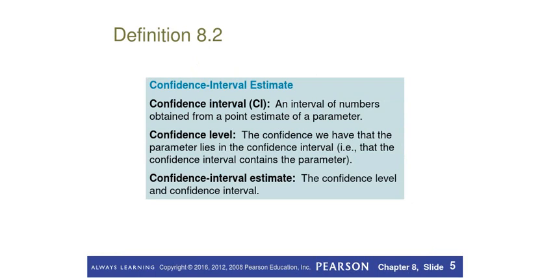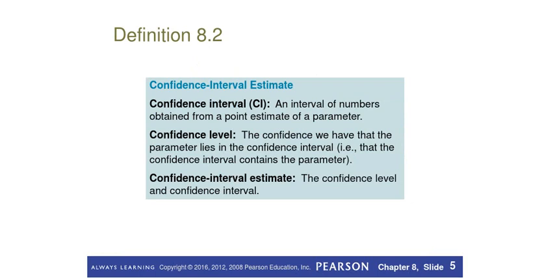So a confidence interval is an interval of numbers obtained from a point estimate of a parameter. In other words, we take a sample and we come up with an interval based on that sample and what we know about the population. That is our confidence interval.